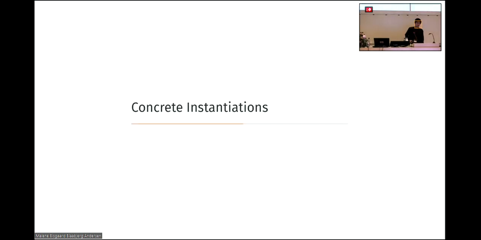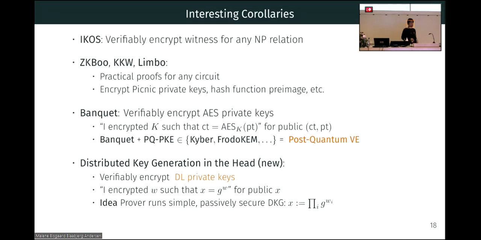Okay, so we have some concrete instantiations. Once you apply this transform, you get a bunch of interesting corollaries thanks to the previous works. So of course, ICOS is already a zero-knowledge proof for any NP relation. So you can verifiably encrypt the witness for any NP relation. And using zkBoo, KKW, or Limbo, we have more practical proofs for any circuit. For example, you can verifiably encrypt deep private keys or hash function preimages and so on and so forth.